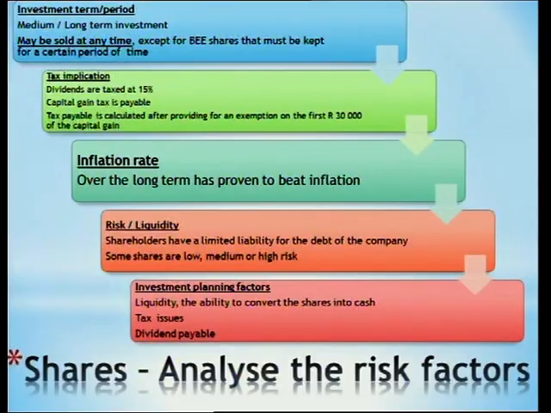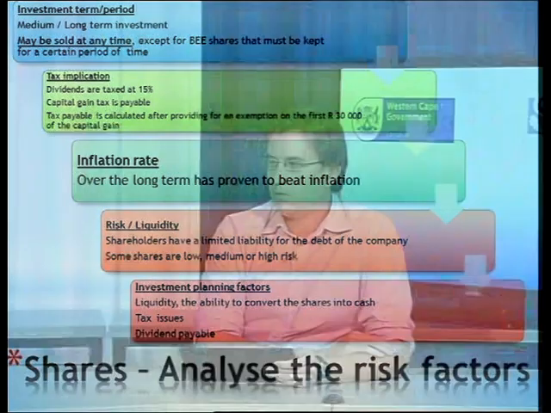Right. Inflation rate, how does it do? Well, most times it does beat inflation, and quite nicely. I mean, we're talking inflation sitting at roughly 6%, round about there. And shares can often be 14 up to 20 odd, depending. So very much an inflation beater, because it keeps up with the market. So if your markets do well, shares do better, so of course you're going to beat inflation.